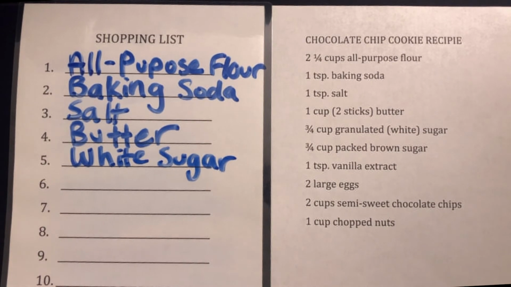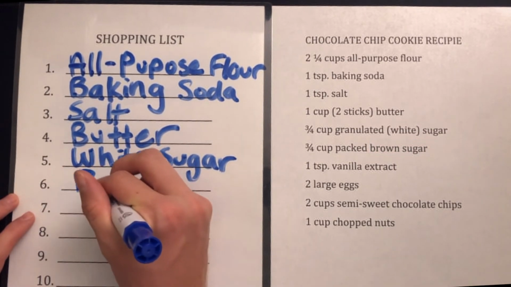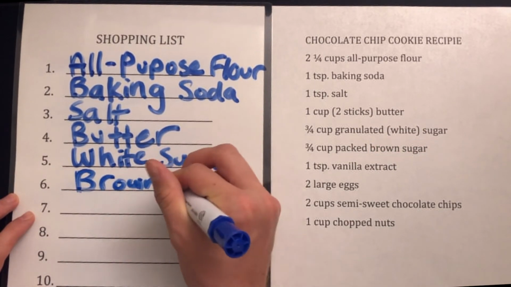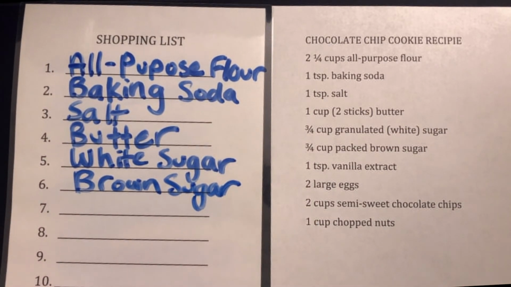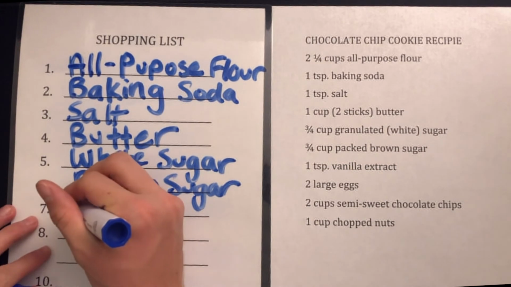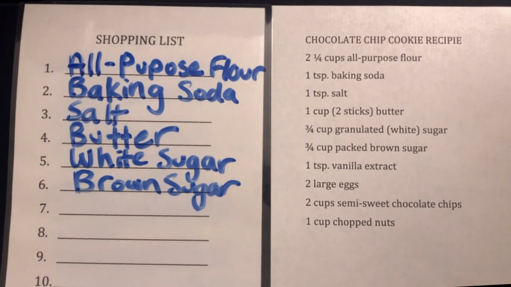What's the next ingredient I need? If you said brown sugar, congratulations, you're correct. Tell me which ingredient I need next. If you said vanilla extract, you'd be absolutely correct.